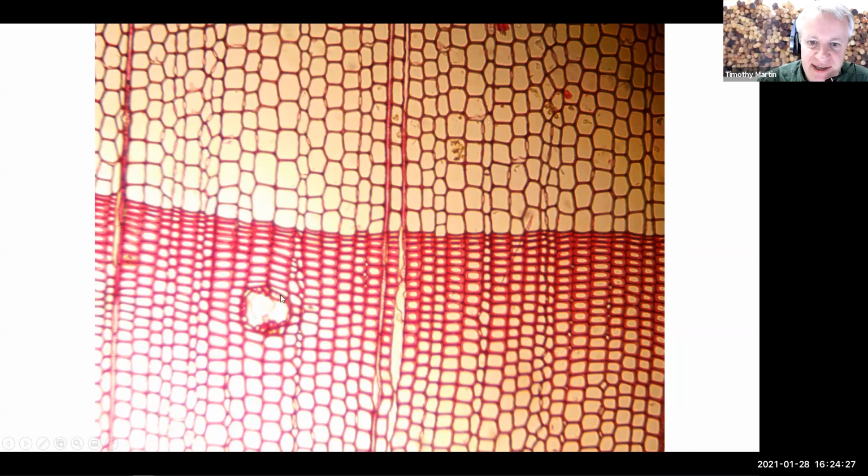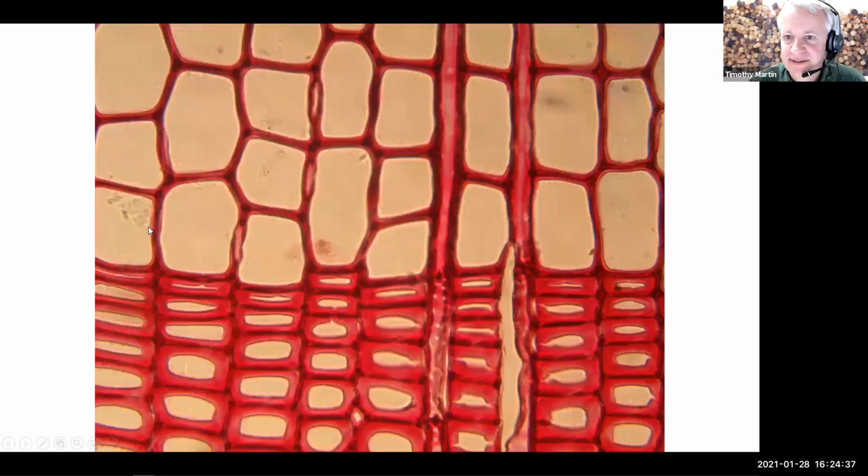We can also see here a resin canal, and then these are ray cells. These are files of ray cells along here. These are ray cells as well. This is the same slide at 450x, so we're just looking much closer at those late wood tracheids of one year and early wood tracheids of the next year. Okay, so that's our example of a gymnosperm cross section.